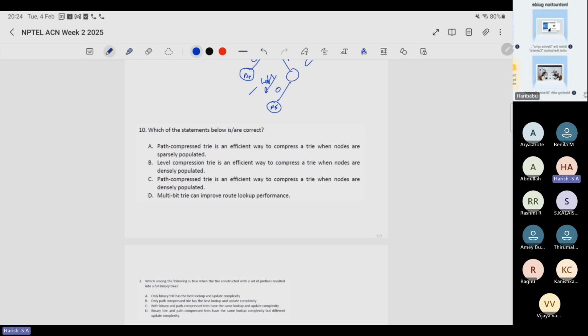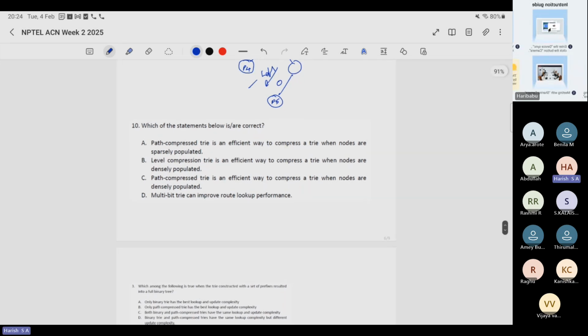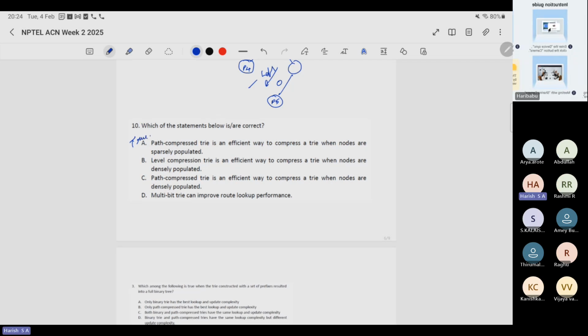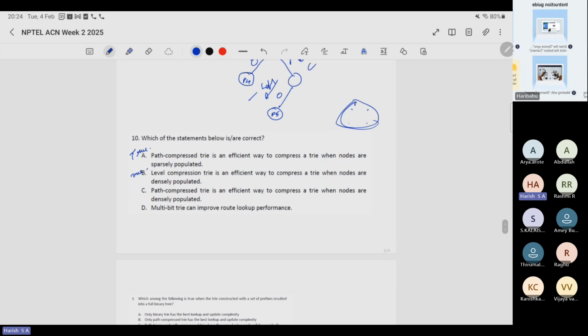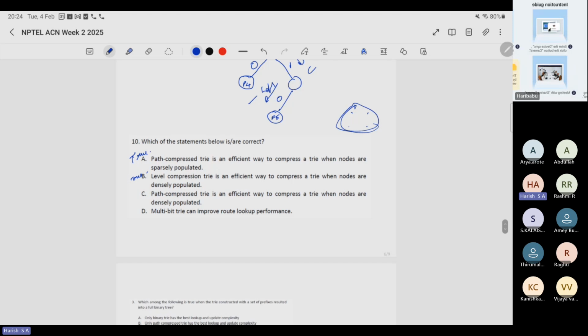Right, so for this, a path compressed trie is an efficient way to compress a trie when nodes are sparsely populated. This one is true. So A is there. So a level compression trie is an efficient way to compress a trie when nodes are densely populated. So when the nodes are densely populated, right? So you can club them into triangles like what was shown in the video. This is also true. I mean, it's directly from the video. If you see the video again, you'll be able to answer this question.